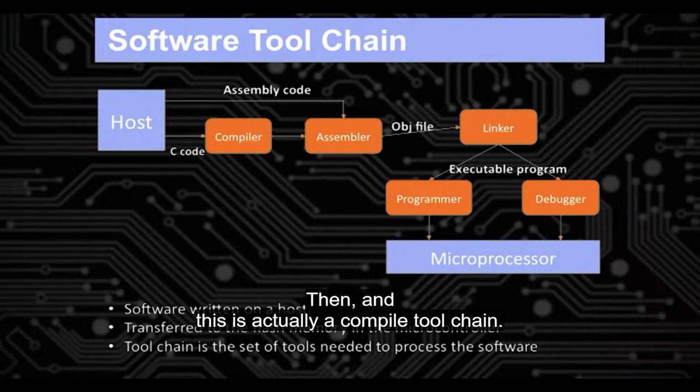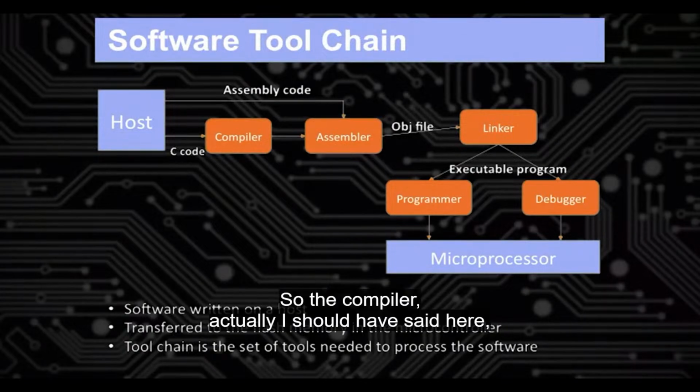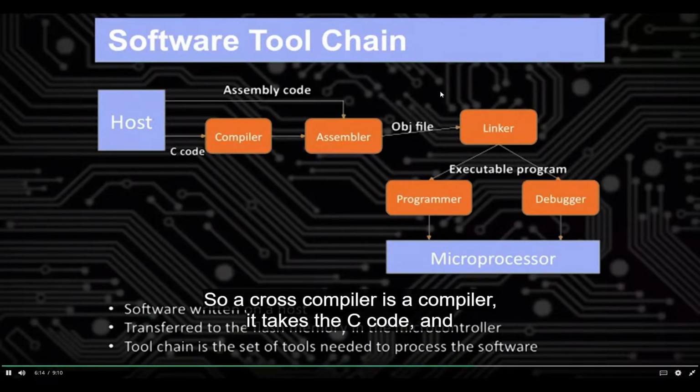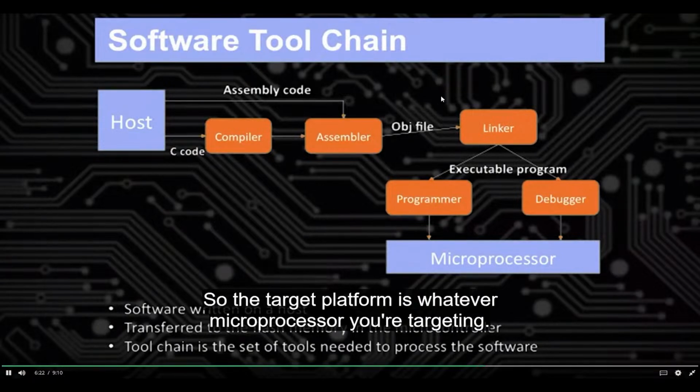Then this is actually a compile tool chain. So you write your code, let's assume it's C. The C code comes out of the host, it goes into a compiler. The compiler, actually I should have said here, is what's called a cross compiler. A cross compiler is a compiler that takes the C code and converts it into assembly code. But the assembly code is for the target platform, which is whatever microprocessor you're targeting.